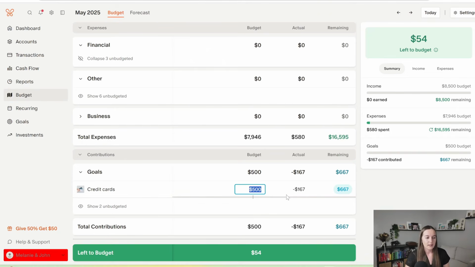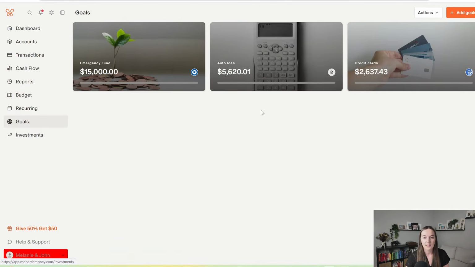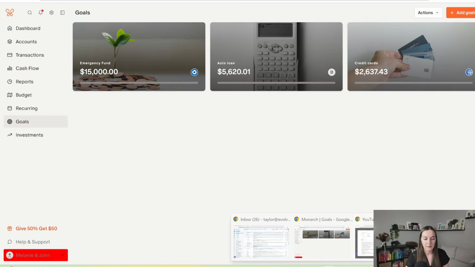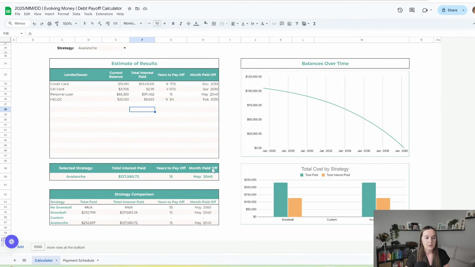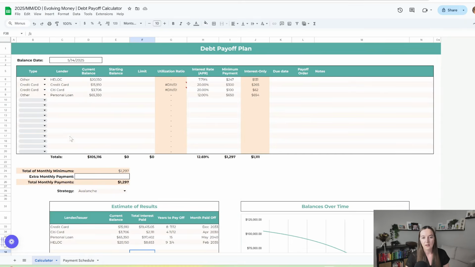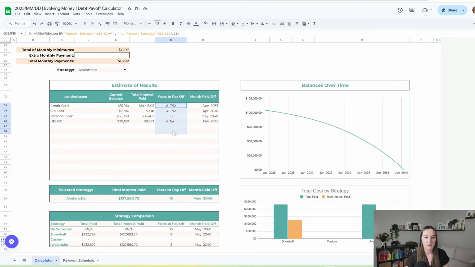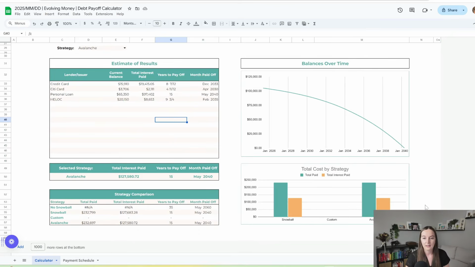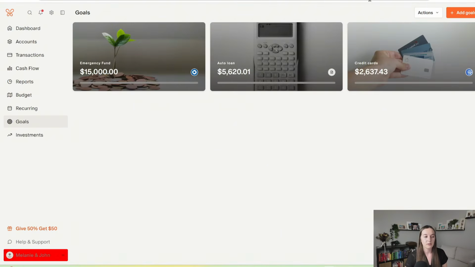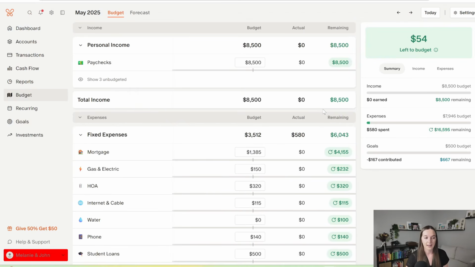Now, something that I get asked a lot is, how can you figure out how much to put towards the card? Snowball, avalanche, the best payment strategy. You can't really do that with goals. There's no calculator to help you figure out what to make payments on, but that's why we use spreadsheets. I use a spreadsheet with my clients. We enter in all of their debts and we figure out which strategy is right for them. We compare the debt payoff, the years or months to pay off, and the amount of interest you will pay on these debts to figure out and compare which strategy is right for them. So you really have to use other outside tools to actually figure out your debt payoff strategy, but you can absolutely implement it and keep track of it inside Monarch Money.